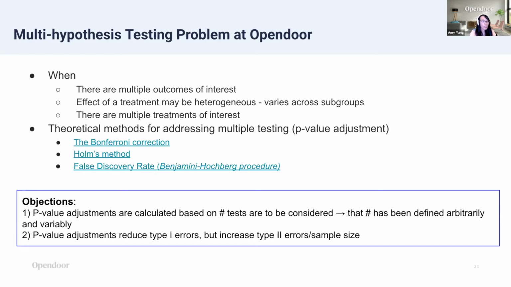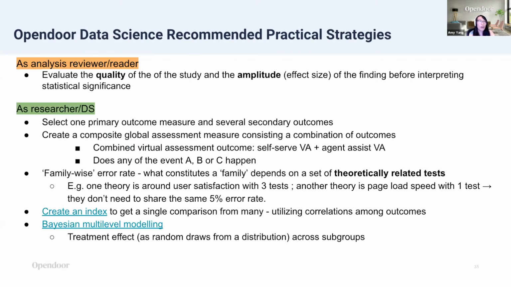So to solve this controversial problem, as data scientists, we come up with very practical recommendations and strategies, not only for researchers and data scientists, but also for readers and stakeholders who are going to review and read those reports. For example, we would recommend not just focusing on interpreting the p-value, but also focusing on the true magnitude, or the effect size, of the finding from the data.